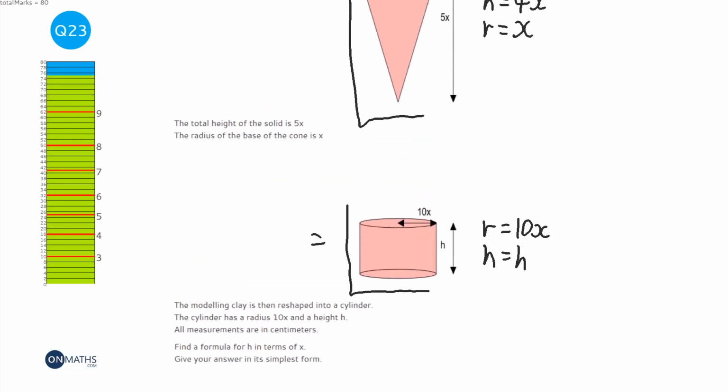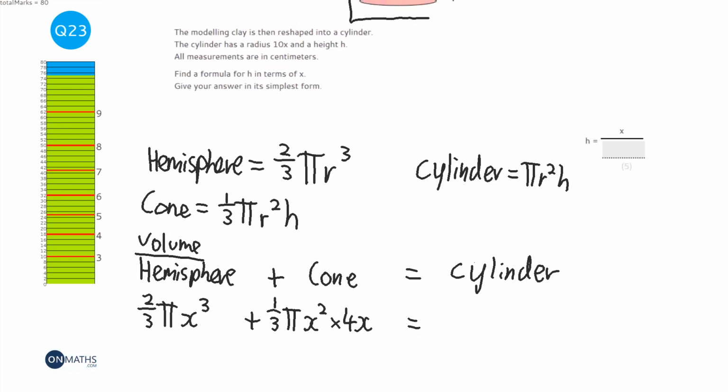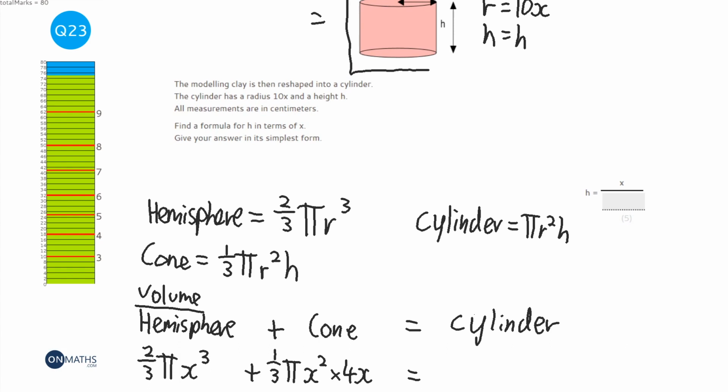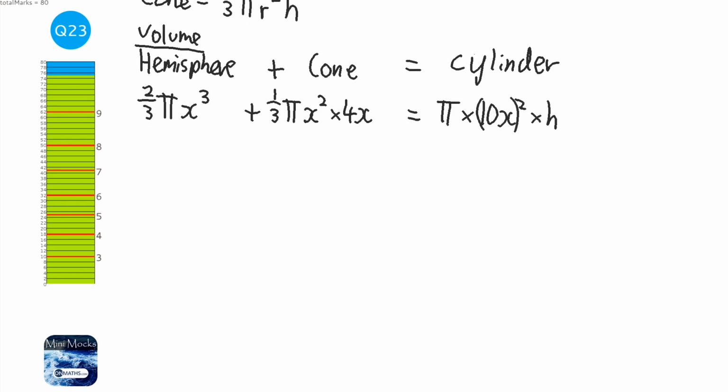Let's double check that. Always double check. Yeah, it is. Okay. So the cylinder, and I'm going to leave that up so I can see it, is pi, and what's the r? So pi times 10x squared, and all of that squared, because all of that is r, times the height, so times h. Okay, so this is the formula we've got to work with.